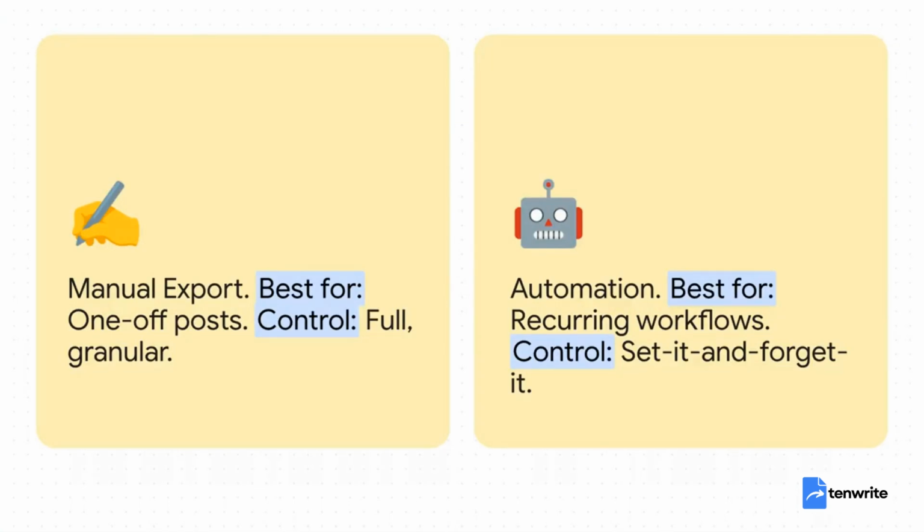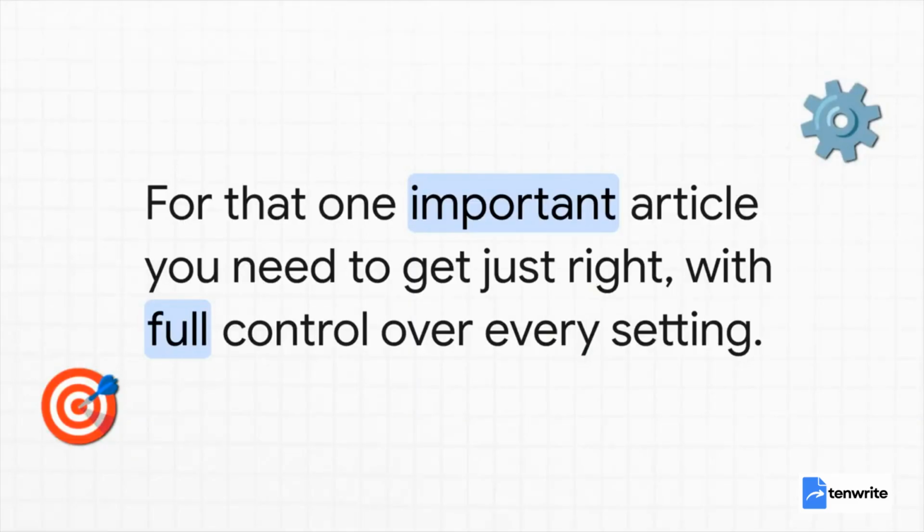And this slide really nails the core choice you have. On one side, you've got the hands-on, super detailed control of a manual export. That's for when you need to get every little thing just right. On the other side, pure automation. This is your set it and forget it option for insane speed and efficiency when you're working with a lot of content. Let's start with the manual export. This is your go-to for that one massive pillar post or a big announcement. You've got your Google Doc, you pop open the Tenwrite add-on, you fine-tune every single setting yourself, and then you hit publish. It's simple, it's direct, and you have total control.